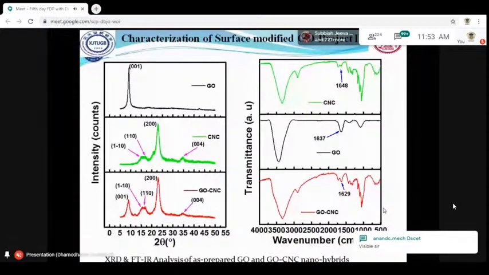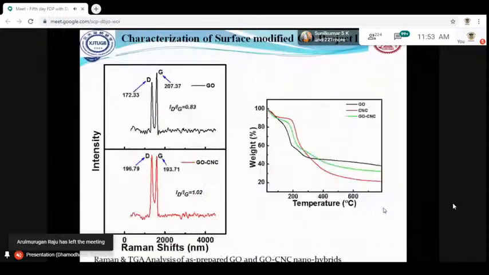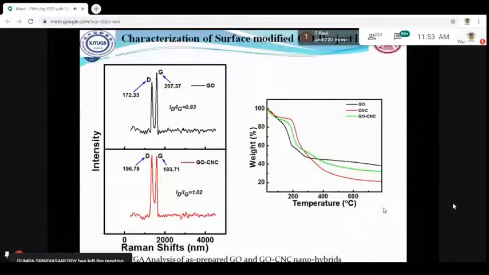And in the case of FTIR also, we can see the carbon peak and also the CNC peak. So we conclude that the CNC has been successfully decorated on the GO surface. In the Raman analysis, we can see the ID by IG value is increased as compared with the neat GO. So we can conclude our GO surface has been successfully decorated with CNC.